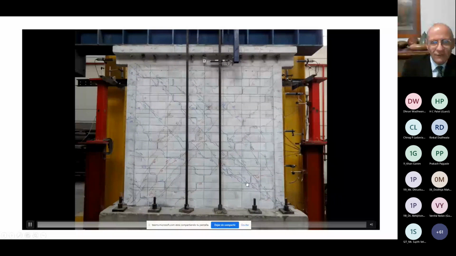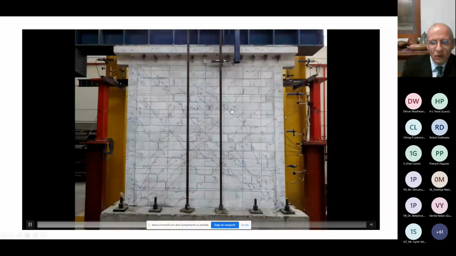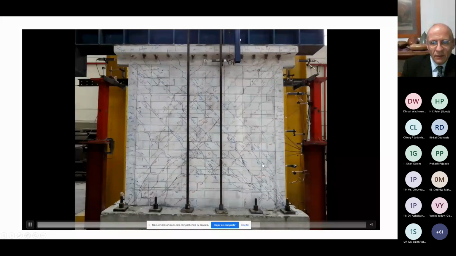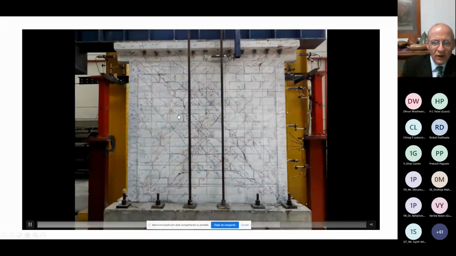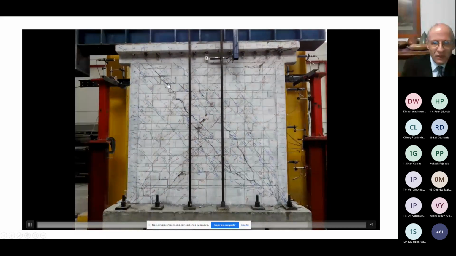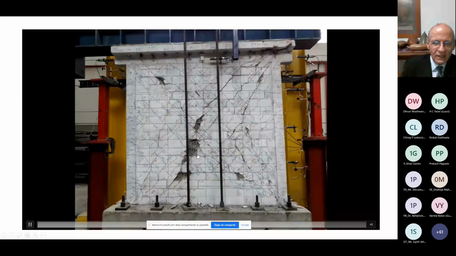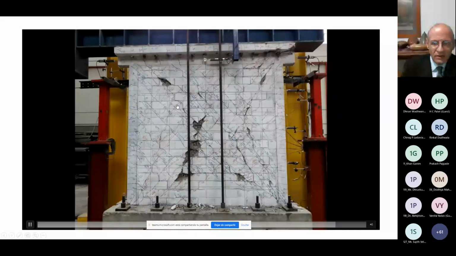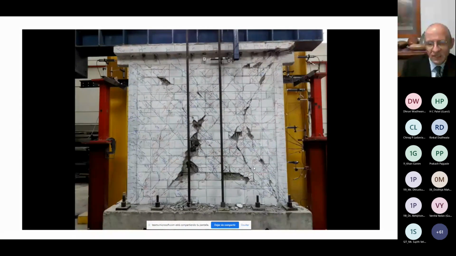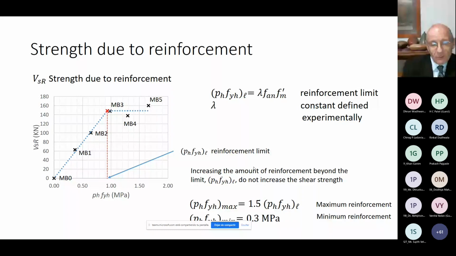Because of the reinforcement, the forces can be transmitted from other parts of the wall, and so other parts of the wall also get damaged. But see, the opening of the cracks is much smaller. The width of the opening is much smaller. But in the end, the wall gets more damaged. Okay. So this is the difference between having or not having reinforcement. This is the main finding.